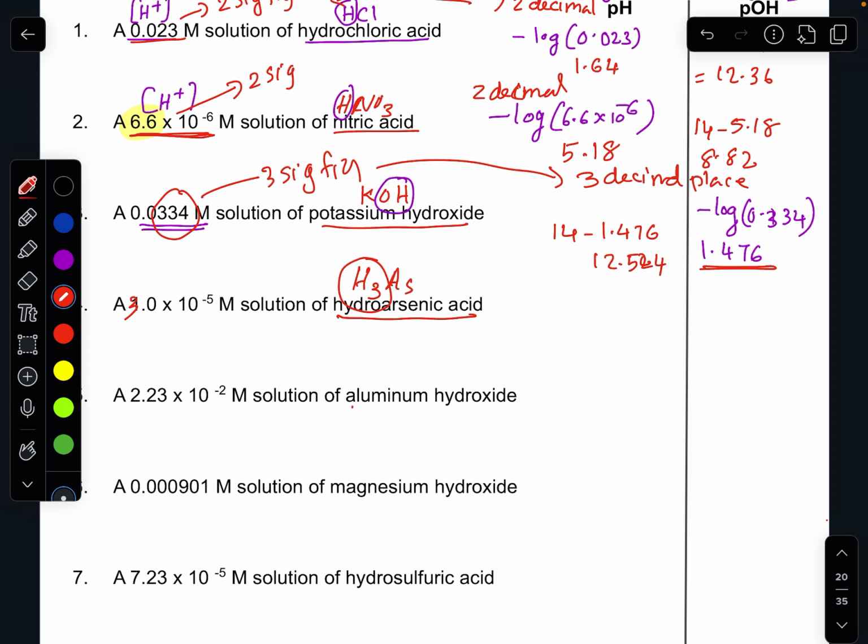So this one, it is aluminum hydroxide. Again, it is tribasic. So what you need to do for finding OH minus, you have to multiply this with the 3. So that will be 6.69 times 10 to the power of negative 2. Okay, then do negative log of 6.69 times 10 to the power of negative 2. Then get that answer. Whatever answer you are getting, subtract from 14.